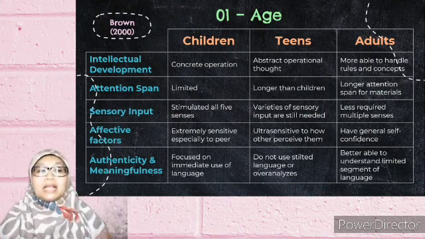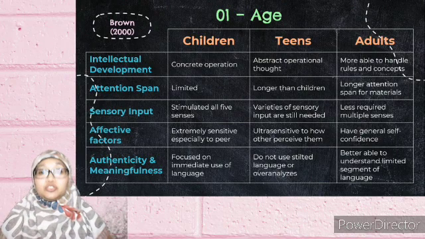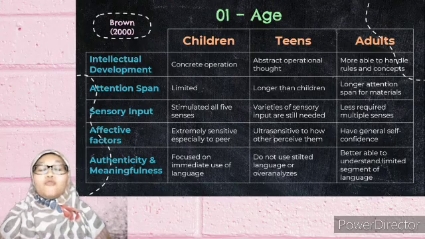Next, the third item is the sensory input. For children, they need to be stimulated in all five senses.